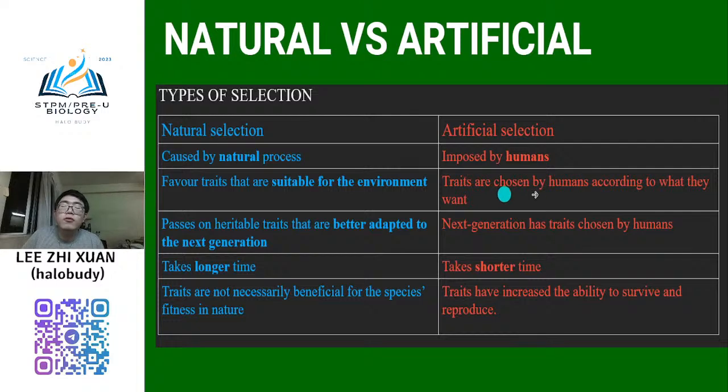But for artificial selection, it is chosen by humans. So you cannot say that it is very suitable for the environment. It may be suitable or not suitable. But normally the main objective is human benefit. The next difference is that natural selection passes on heritable traits that are better adapted to the next generation, but in artificial selection the next generation traits are all chosen by humans.